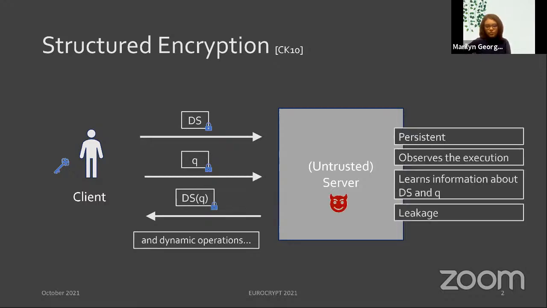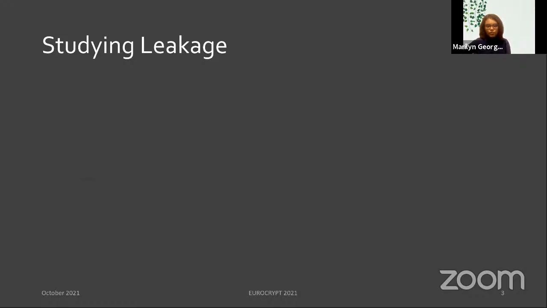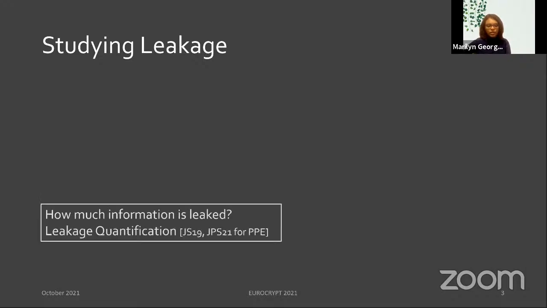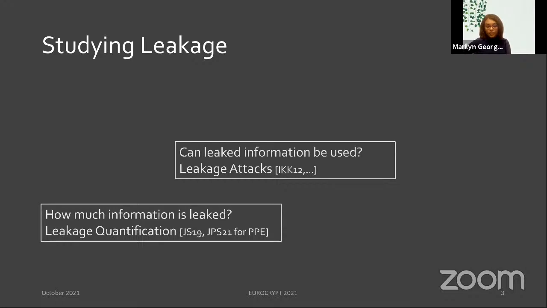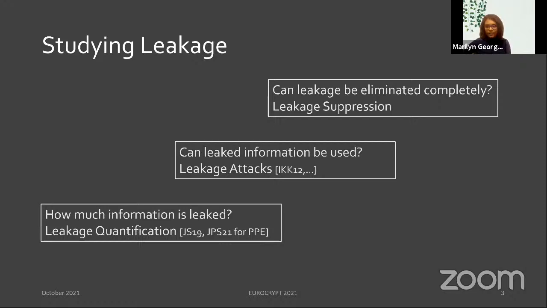And a common adversary model that is used for the server is a persistent adversary, which is an adversary who remains on the server for the duration of the execution and learns meaningful, useful information about the data structure and the queries. And this meaningful, useful information is referred to as leakage. Now leakage has been studied in many different ways over the years, and there are many interesting questions to ask about leakage. One line of work looks at exactly how many bits are leaked, or leakage quantification of different cryptographic primitives. Another line of work looks at using leakage to attack schemes such as structured encryption schemes, and this line of work was started in 2012. And crucially, there is the question of, can leakage be eliminated completely? Or can we hide all information or some parts of the information that is revealed to the adversary on the server? And this is known as leakage suppression. And this is the subject of today's talk.